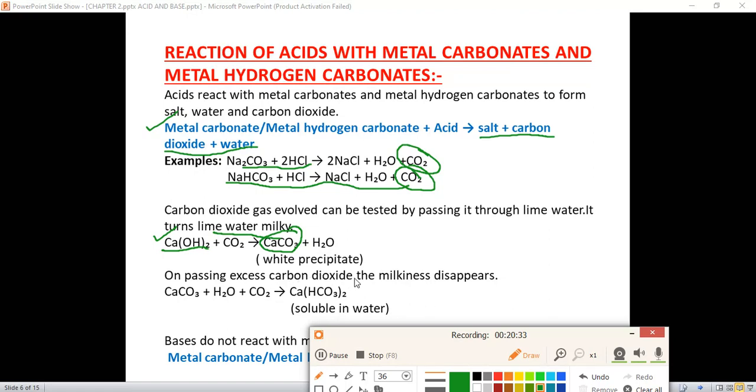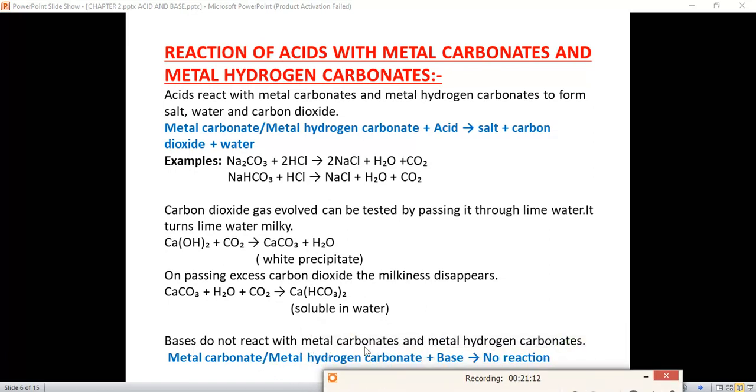On passing excess carbon dioxide gas, the milkiness disappears. If we treat this CaCO3 plus H2O with excess carbon dioxide, what will happen? The milkiness will disappear, and calcium hydrogen carbonate forms, which is soluble in water. Calcium carbonate is not soluble in water; it forms as a white precipitate. What is a precipitate? A precipitate is not soluble in water. But if we pass excess carbon dioxide gas through this calcium carbonate, it becomes soluble in water.